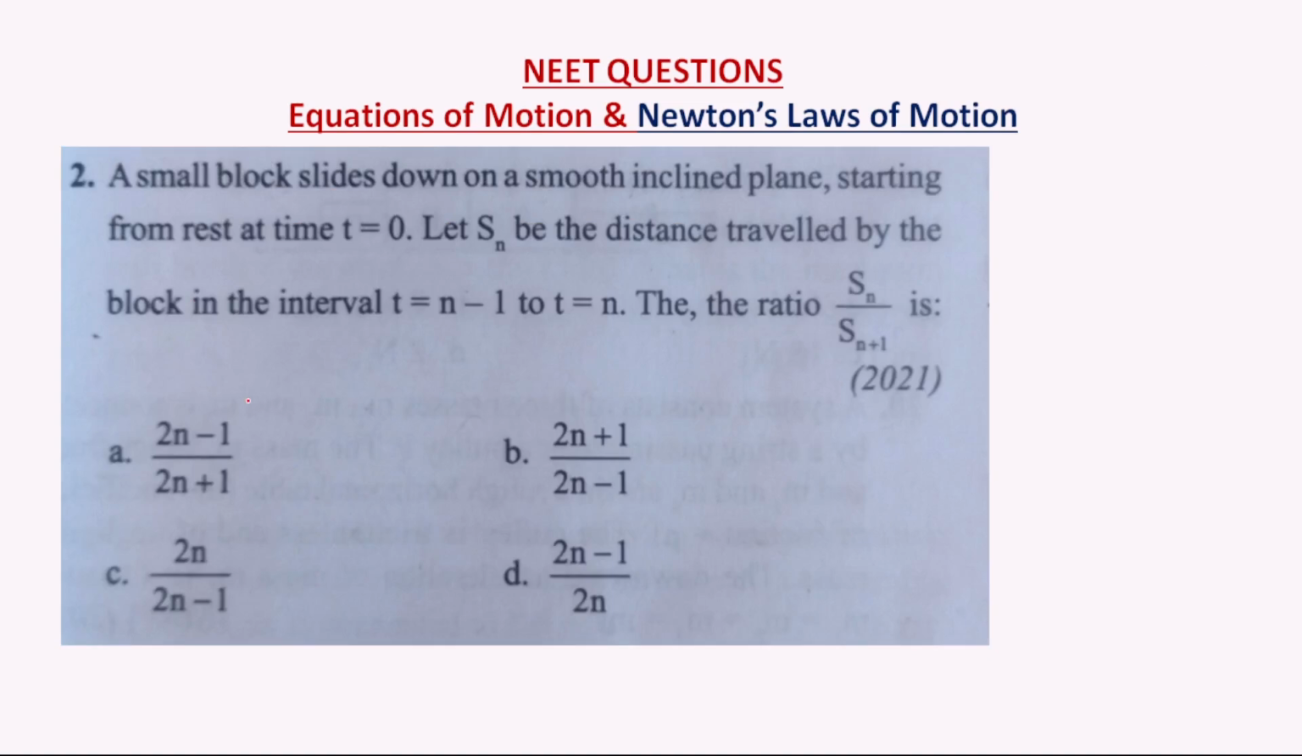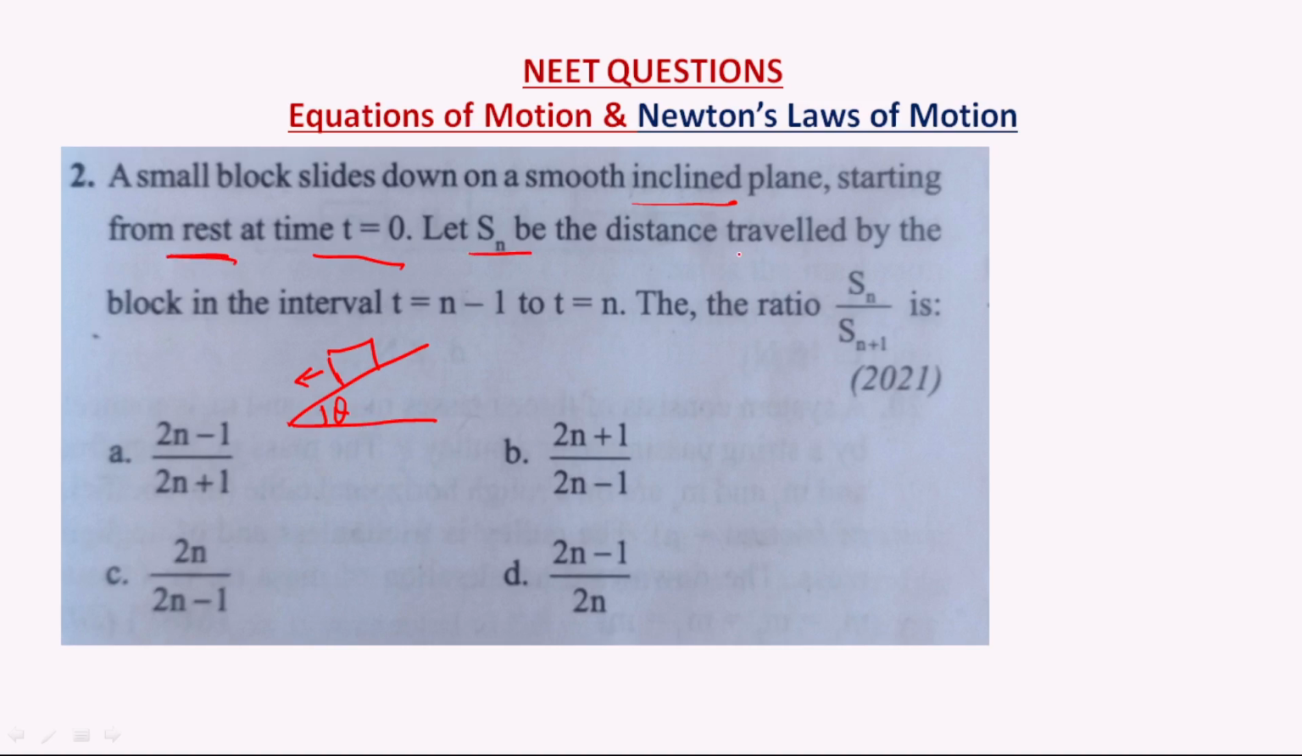In the second question, it is given that a small block slides down on a smooth inclined plane. Again, similar to the previous question. So a small block is there, sliding down at some angle theta, which is not given here, on a smooth inclined plane, and it is sliding in this direction. Starting from rest at time t equal to 0, we are given the information that it starts from rest.